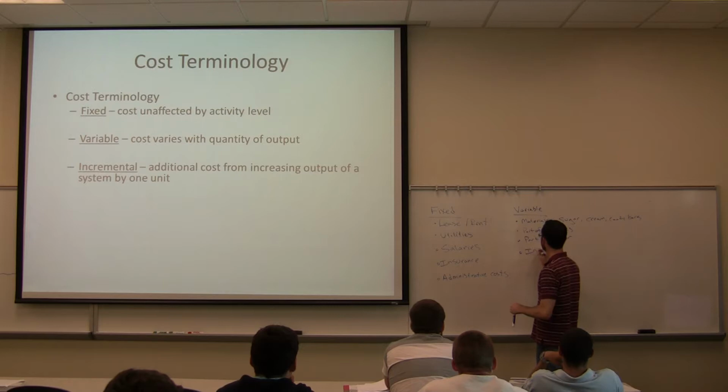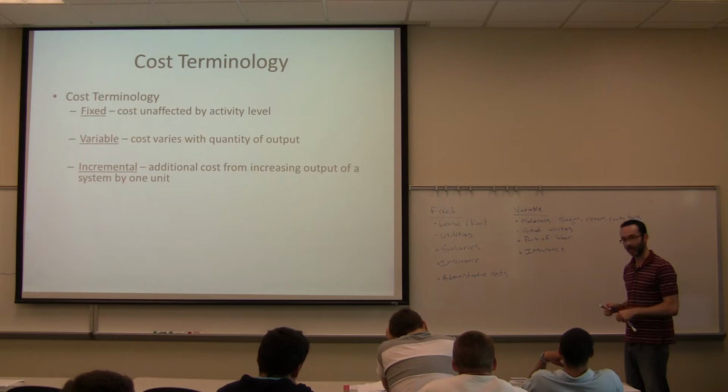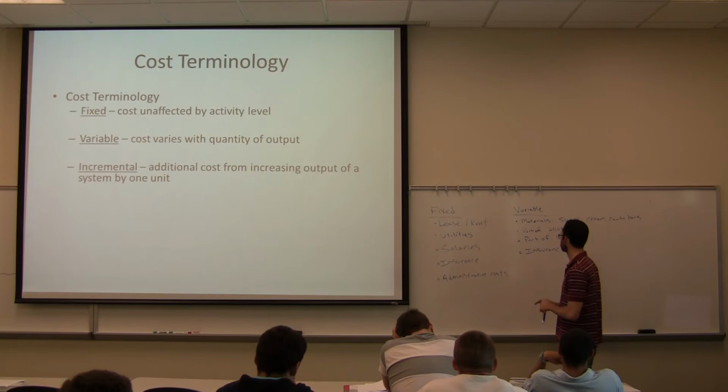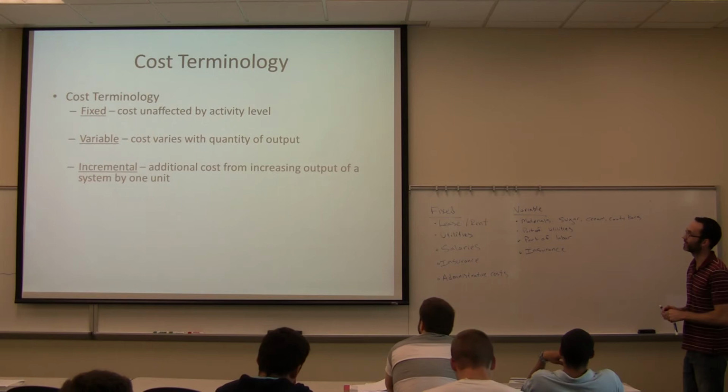The insurance could be based on, and there might even be liability insurance. The business has to have insurance in case a customer comes and slips and falls. And so a small business, with fewer people coming in, probably has lower liability insurance than a business that has a lot of traffic. So there could be a variable component to insurance as well. Can you think of any other things that would be a variable cost, something that varies with the quantity of output?